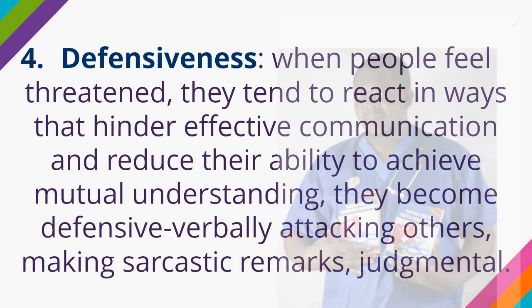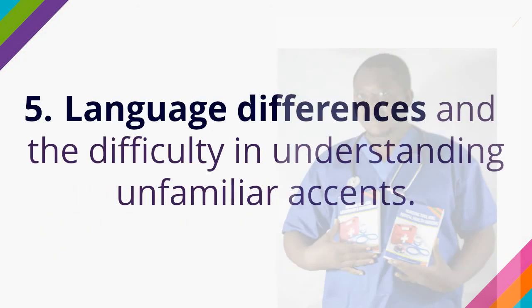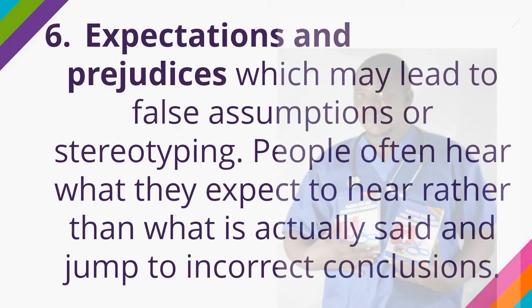4. Defensiveness. When people feel threatened, they tend to react in ways that hinder effective communication and reduce their ability to achieve mutual understanding. They become defensive, verbally attacking others, making sarcastic remarks, judgmental. 5. Language differences and the difficulty in understanding unfamiliar accents. 6. Expectations and prejudices which may lead to false assumptions or stereotyping. People often hear what they expect to hear rather than what is actually said and jump to incorrect conclusions.